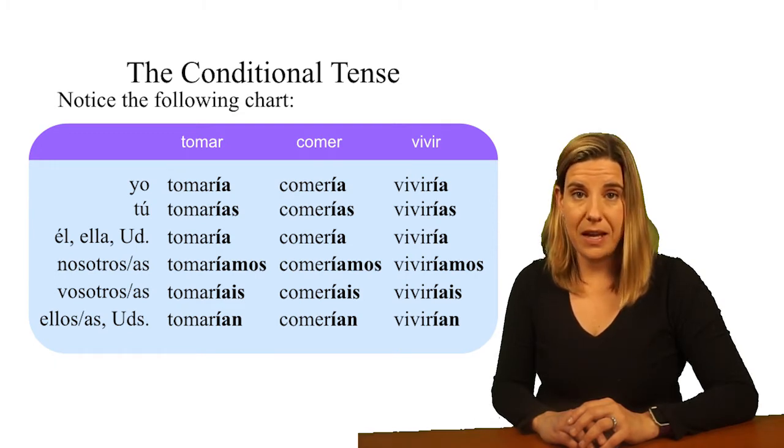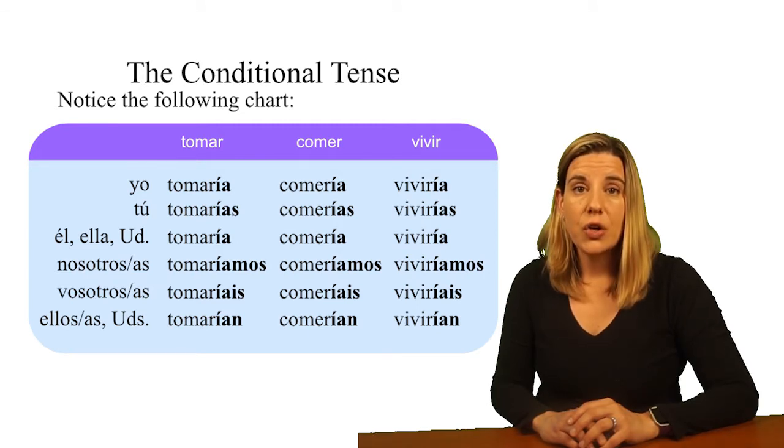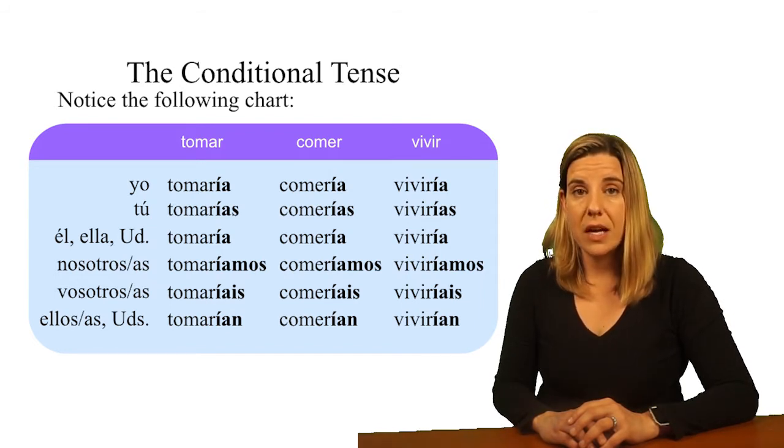Vivir, same thing. Leave it as its infinitive and add our endings. Yo viviría, tú vivirías, él, ella, usted viviría, nosotros viviríamos, vosotros viviríais, ellos, ellas, ustedes vivirían.